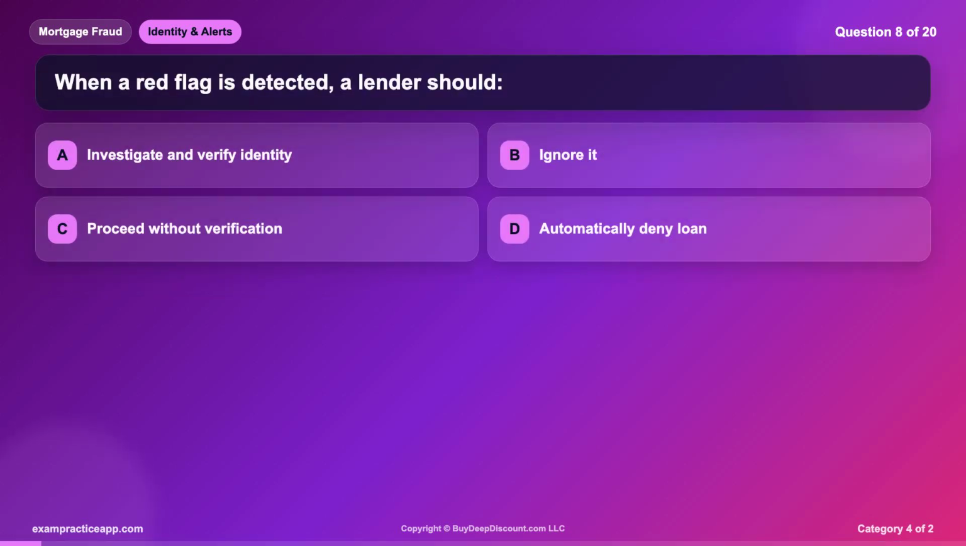Question 8. When a red flag is detected, a lender should: option A, investigate and verify identity; option B, ignore it; option C, proceed without verification; option D, automatically deny loan. Take a moment to choose your answer. The correct answer is option A, investigate and verify identity. Explanation: Lenders must investigate suspicious indicators.